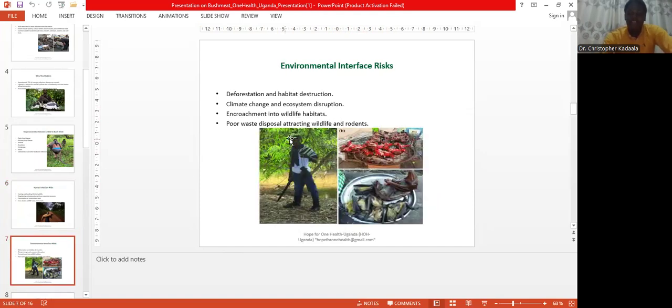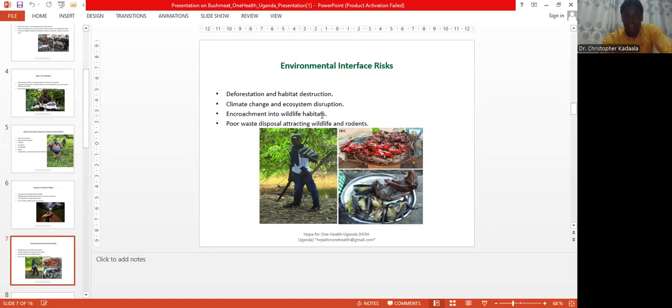The environmental interface risks. One, deforestation and habitat destruction. I talked about this earlier, that deforestation has increased wildlife-human interaction because we destroy their natural habitats, and the only option is to come into interface with the human community, hence increasing the spread of zoonotic diseases.